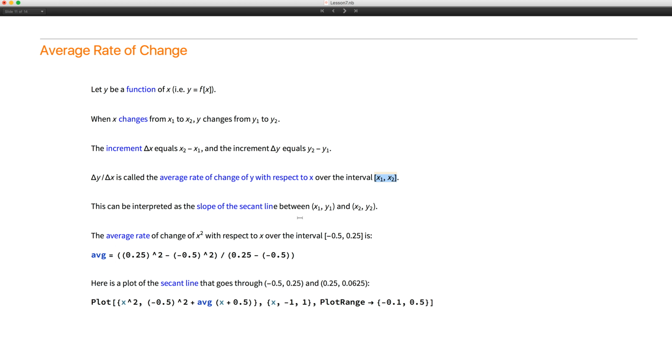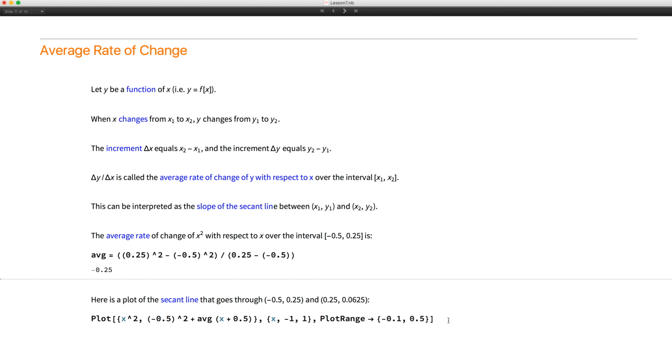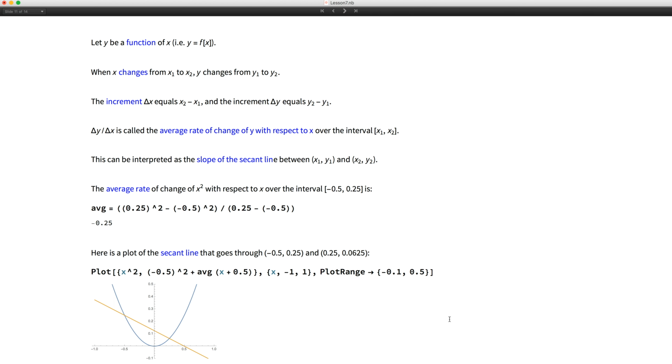And this average rate of change is exactly the slope of the secant line joining the 2 points. So for example, if you want to find the average rate of change over this interval, you simply find the difference in the function values, divide by the difference in x values, and you get back the average rate, and here is a plot of the secant line along with the original curve.